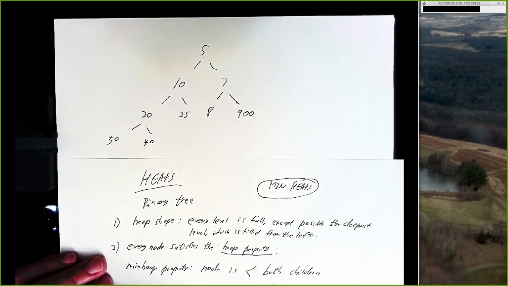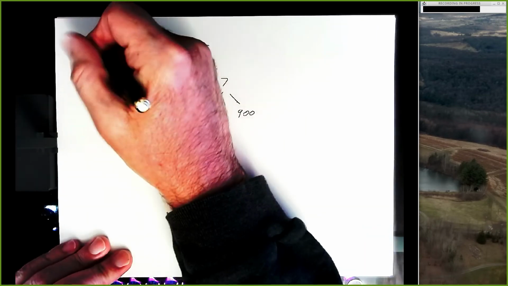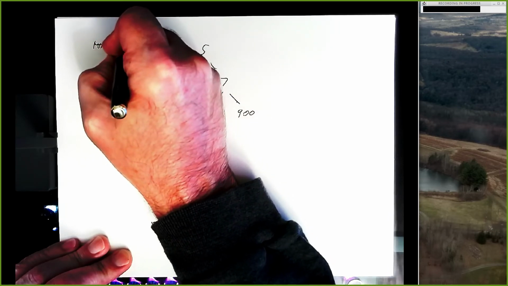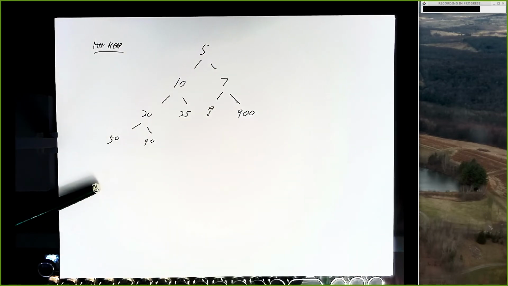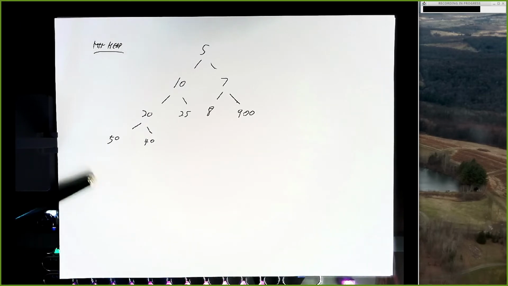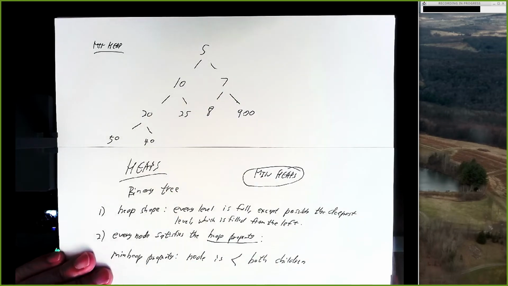Alright, so we've got the heap shape, we've got every node satisfying the heap property. So this is a min heap. And I'll just say heap property, but in this case I mean the min heap property. If we were talking about max heaps, I would say heap property, and I'd mean max heap. But we'll stick with min, so every node has to be smaller than its children.